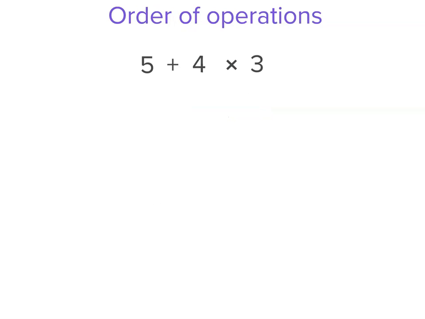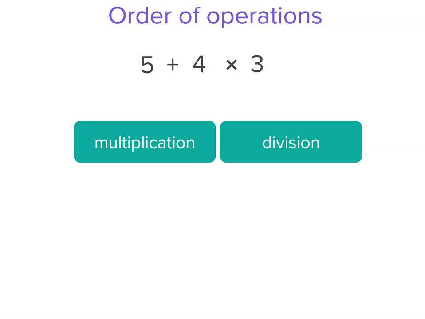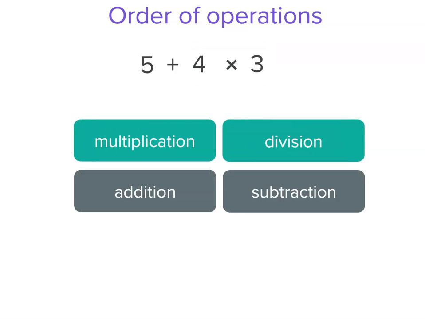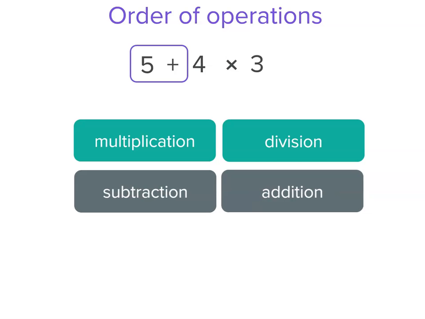Now, the order of operations says any multiplication or division is solved first. In any order, it doesn't matter, but we go from left to right. So we find the multiplication, which is there, and that's what we solve first. So 4 times 3 is 12, and then addition and subtraction. Let's work it out.